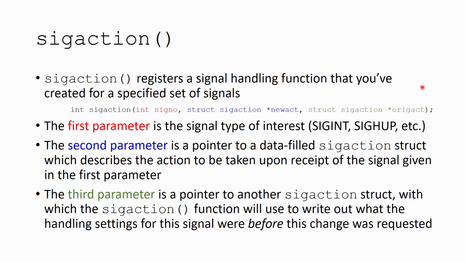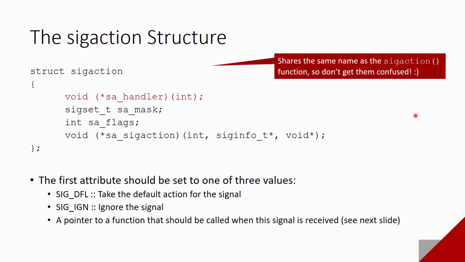And then the third one is going to be a pointer to another one of these sigaction structs, which the sigaction function is going to use to write out what the handling settings for the signal were before the change was requested. The reason for that is you could imagine that your signal handling function actually modifies the behavior for this signal once it's received. You can remember what your original one was, so perhaps you could revert back to it later by using this original action parameter.